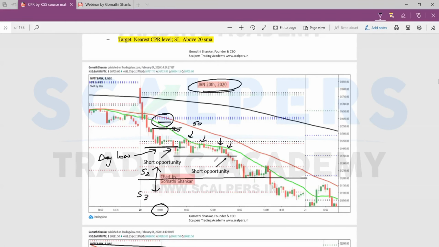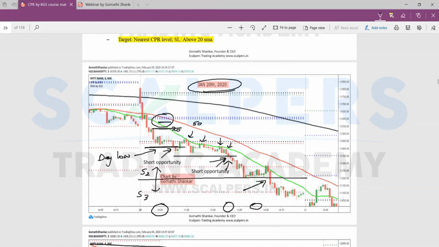And once again, you are getting a shorting opportunity. See here, between 12:30, you are getting another opportunity to short. Again, at 1:30, you are getting a shorting opportunity. See, at 1:30, again the day low is getting broken.